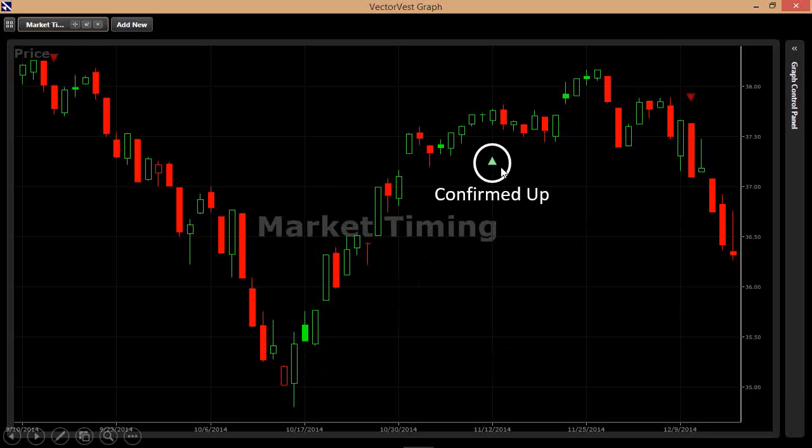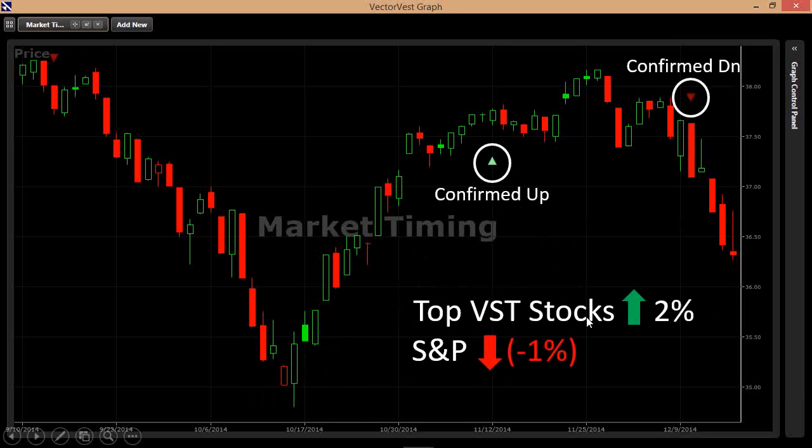Again, what do we want to do when we enter into the confirmed up situation? We want to transition out of those bottom fishing type stocks and into higher momentum type stocks. So the confirmed down signal came, I believe, on December 9th. Our top VST stocks, which are, folks, high momentum type stocks, if you look at the RT rankings or the RT values, they're well above 1, and these stocks are in really nice uptrends. The S&P went down 1% from the confirmed up to the confirmed down, and our top high momentum stocks went up 2% during that time period.